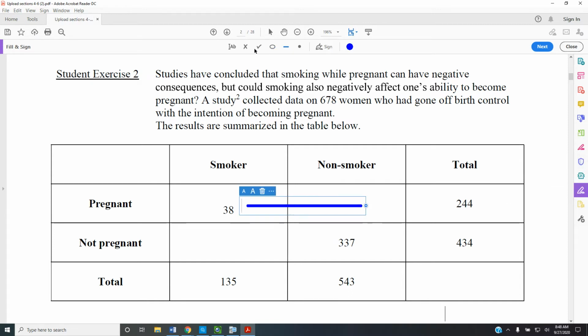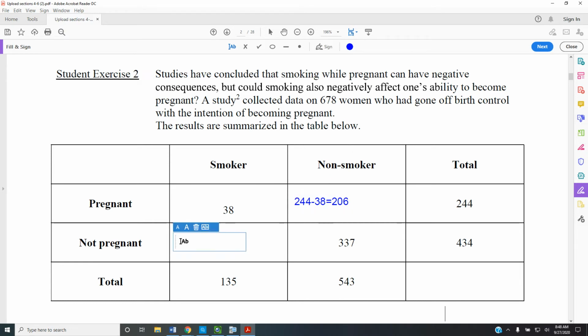I need to switch over to something else. Give me 1 second. Clicking the wrong stuff here. There we go. So I'm going to take 244, and I'm going to subtract 38. And when I do that, make sure I got the right number here. 206. So I have 206 non-smokers.